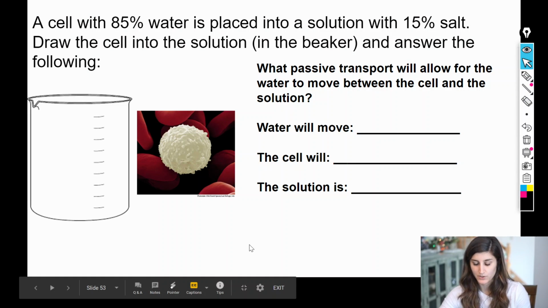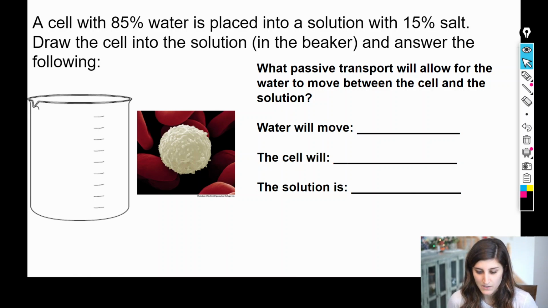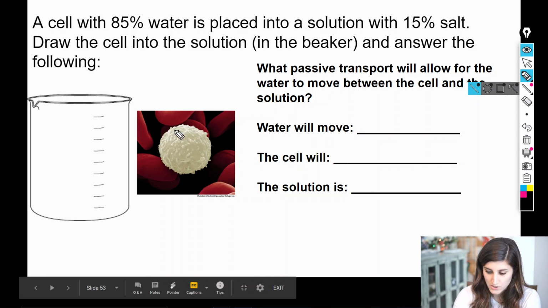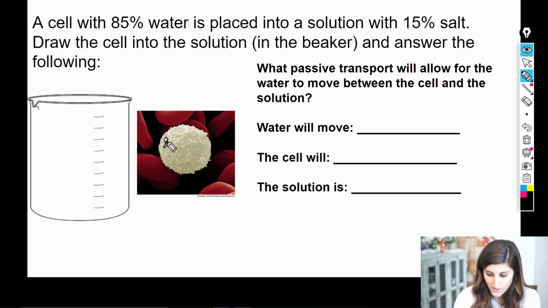Here's our last one we're going to go over together. It's our final example. So we have a cell that has 85% water placed into a solution with 15% salt. Once again, you always want to just draw it out. So if this is our cell, we have 85% water. How much salt is going to be on the inside of that? We just do 100 minus 85, that gives us 15% salt.